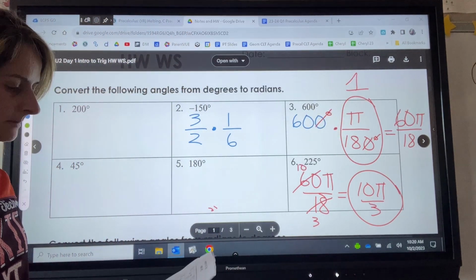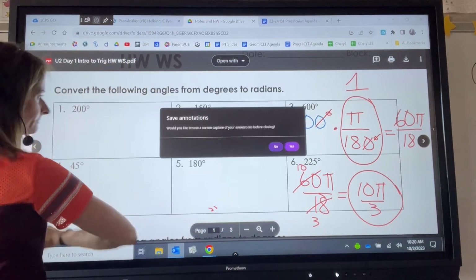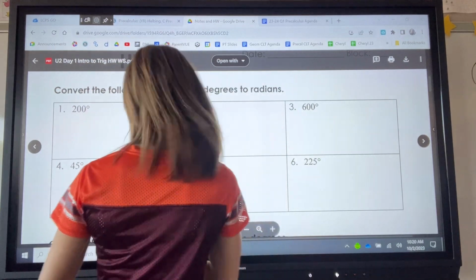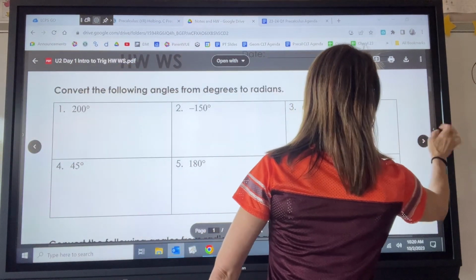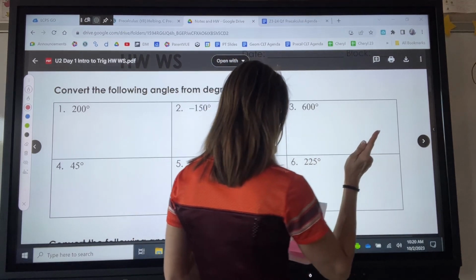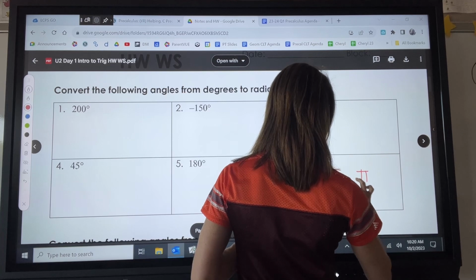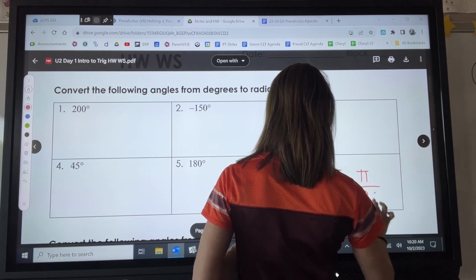All right, let's go to problem number 6. So now, I'm going to erase all this and go to problem number 6. So we've got degrees again. So this is 225 times pi over 180.